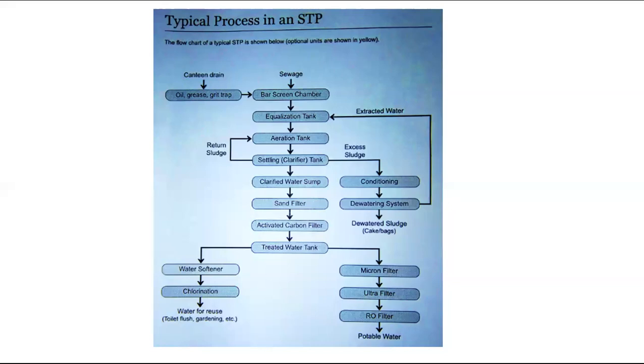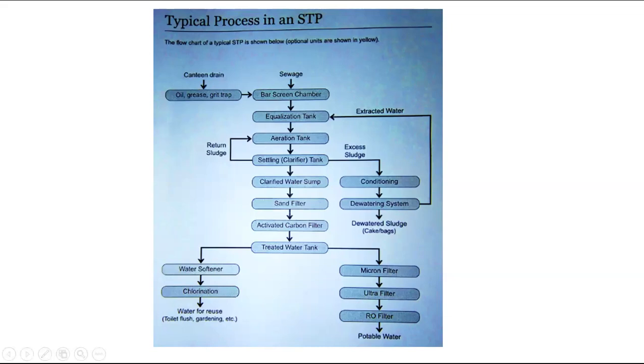So for that purpose, they will use the bar screen chamber. In this chamber only they will remove all the solid particles. After removing the oil, grease and solid particles, this water will go into the depressurization tank. This is the second chamber. In this depressurization chamber, we will put some chemicals. After the chemicals, this will go into the aeration tank.